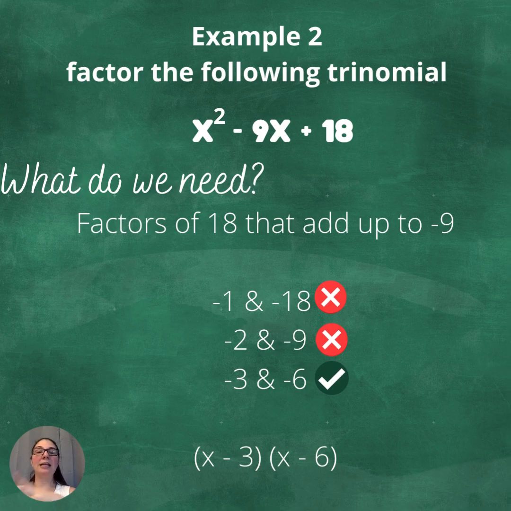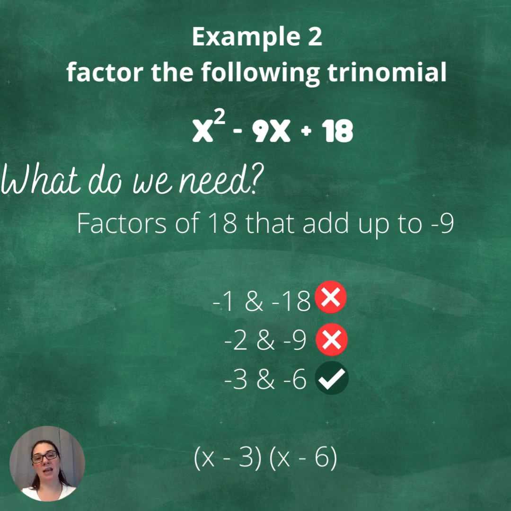Now, thinking about factors of 18, like negative 1 times negative 18 will give you positive 18. But when we add those together, that gives us negative 19, and we're looking for negative 9. So that doesn't work for us. Another pair of factors would be negative 2 and negative 9. Negative 2 times negative 9 is positive 18, but when I add them together, that'll give me negative 11. And again, that's not the value we're looking for.